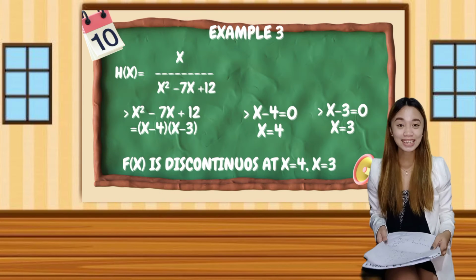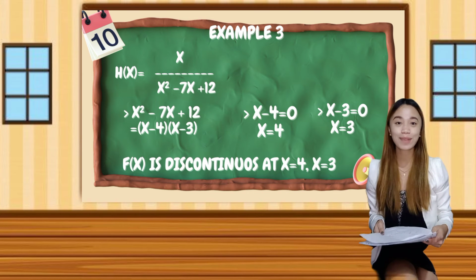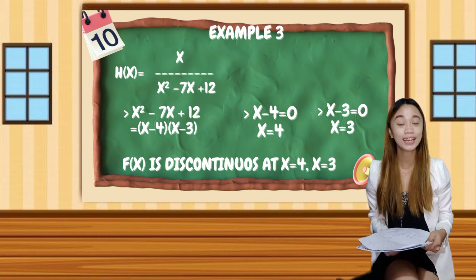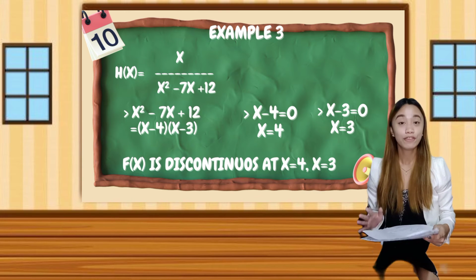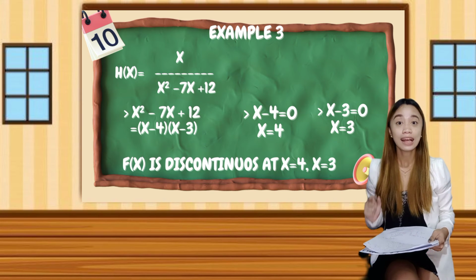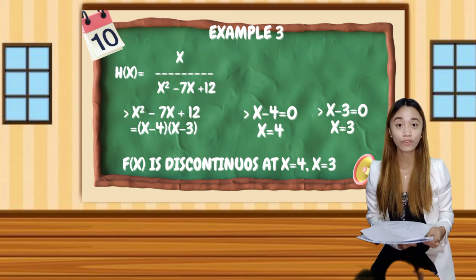So for our third example, we have h of x is equals to x all over x squared minus 7x plus 12. So, paano ba natin malalaman kung saan magkakaroon ng discontinuity sa isang function? First, let us solve for the value of x. But, as you can see, our denominator is a quadratic function. So, kailangan natin itong factor out.